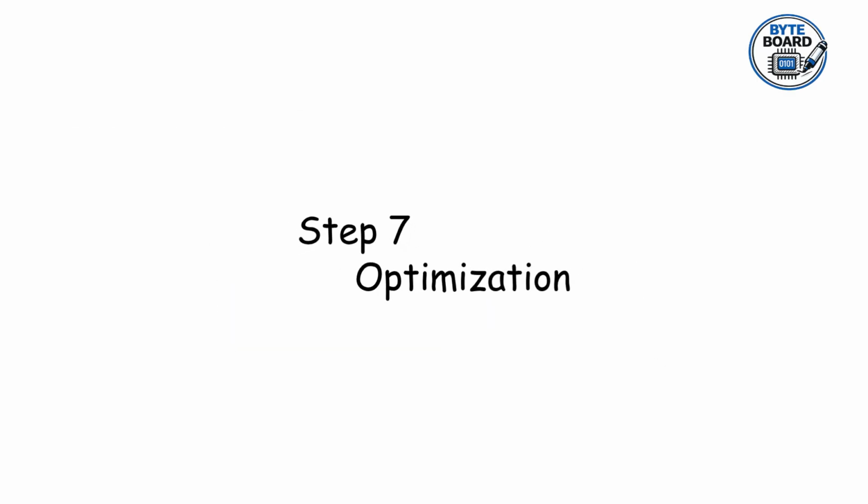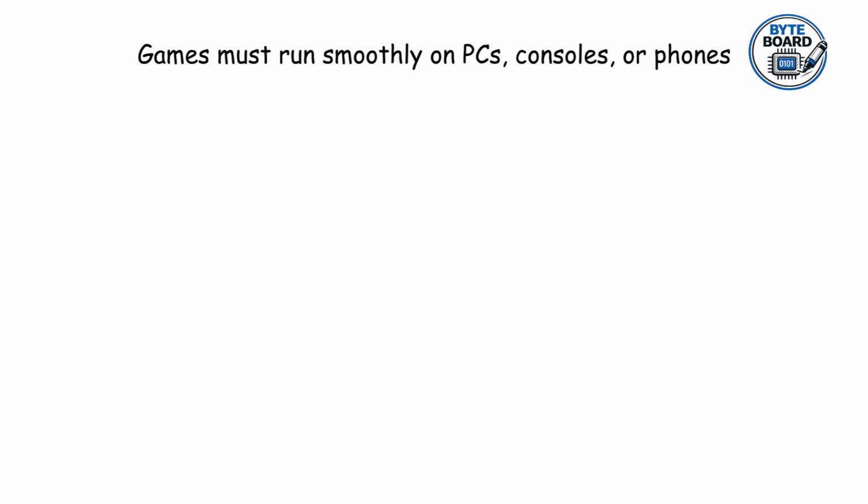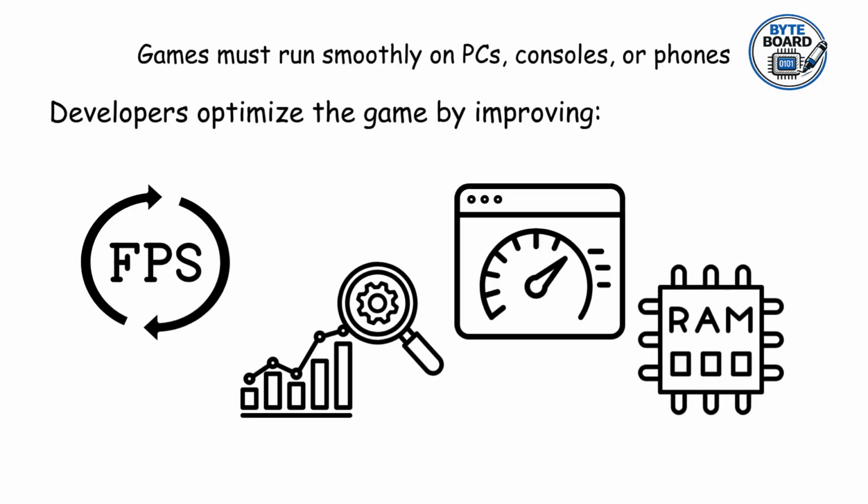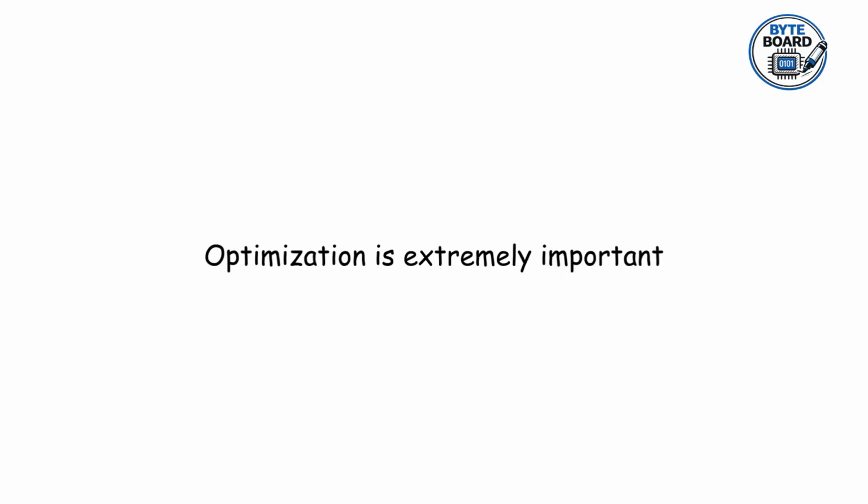Step 7. Optimization. Games must run smoothly on PCs, consoles, or phones. Developers optimize the game by improving FPS, graphics performance, loading speed, memory usage. Optimization is extremely important.